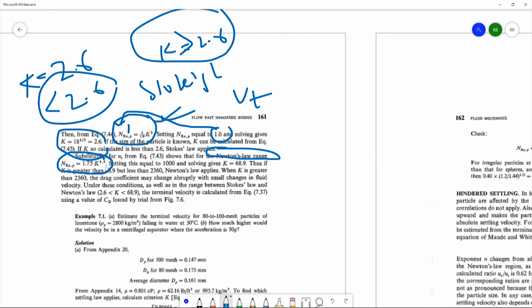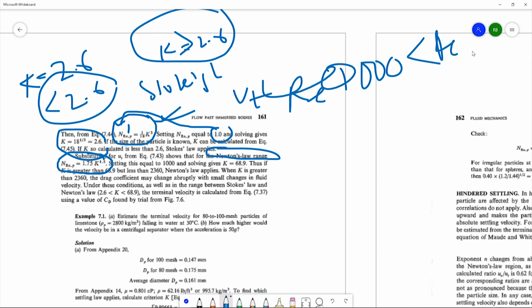So 1.75 into K raised to the power 1.5. Now I want to find the minimum value of K, because for Newton's law regime, the starting value of Reynolds number is 1000. It starts from 1000 and ends at somewhere around 2 lakhs. So the minimum value of Reynolds number is 1000 for Newton's law regime. Just put that value in the left hand side, and then we can recalculate the K value. You will get K equal to 68.9.